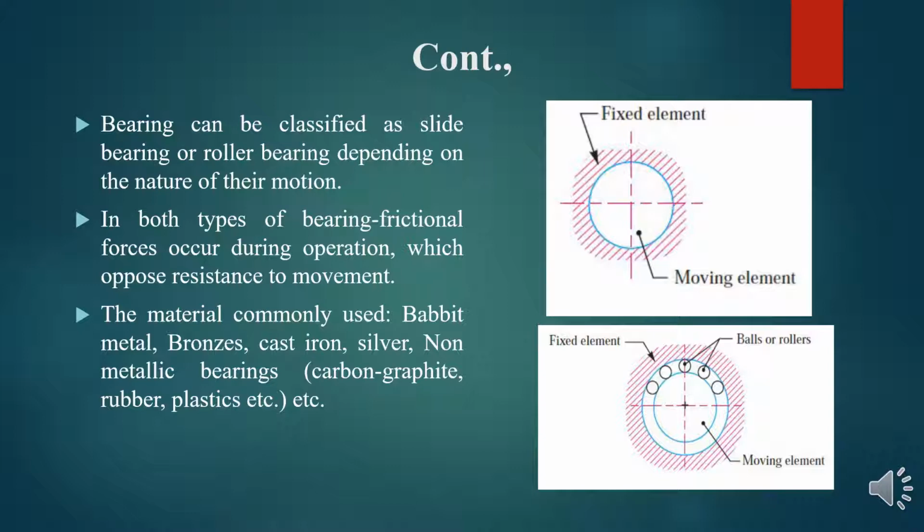In this diagram, there is a moving part, and it is supported by the fixed part. In the case of the roller bearing, the balls or rollers are attached inside the moving part. In both types of bearing, frictional force occurs during operation, which opposes the movement. Basically, the materials used for bearings are babbitt metal, bronze, cast iron, silver, and non-metallic bearings such as carbon, graphite, rubber, and plastic, etc.